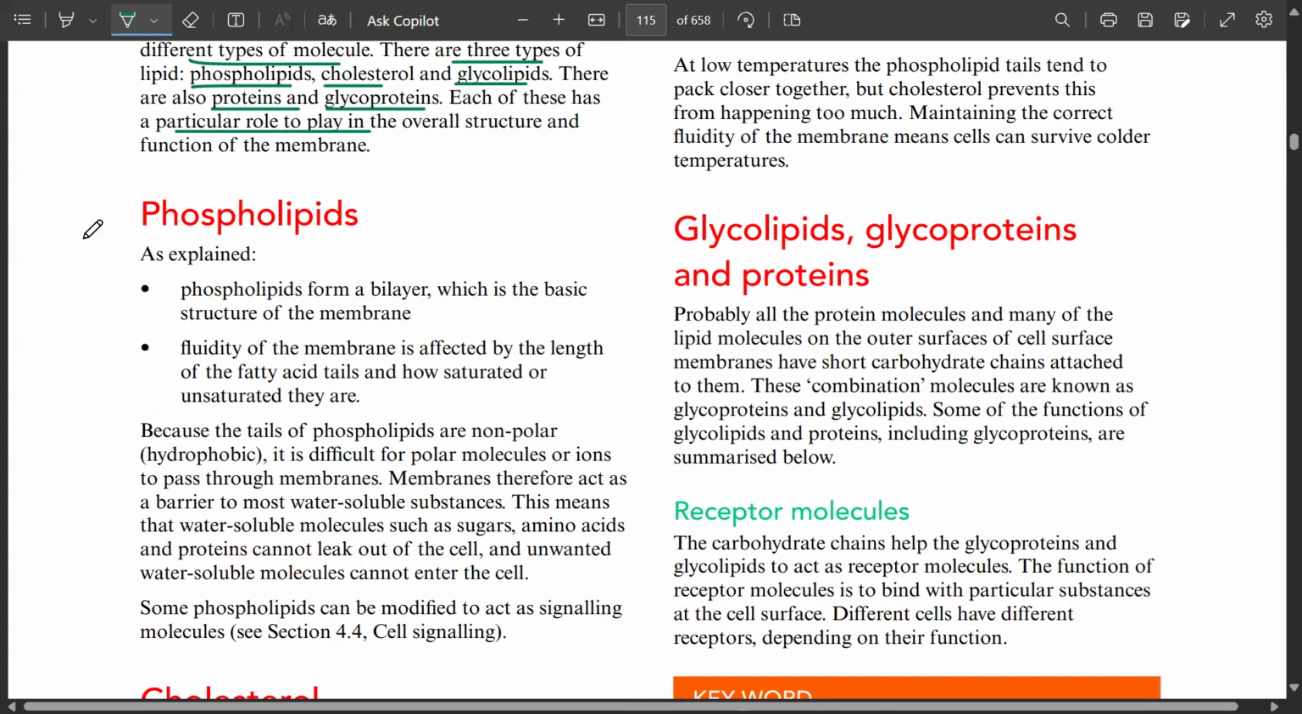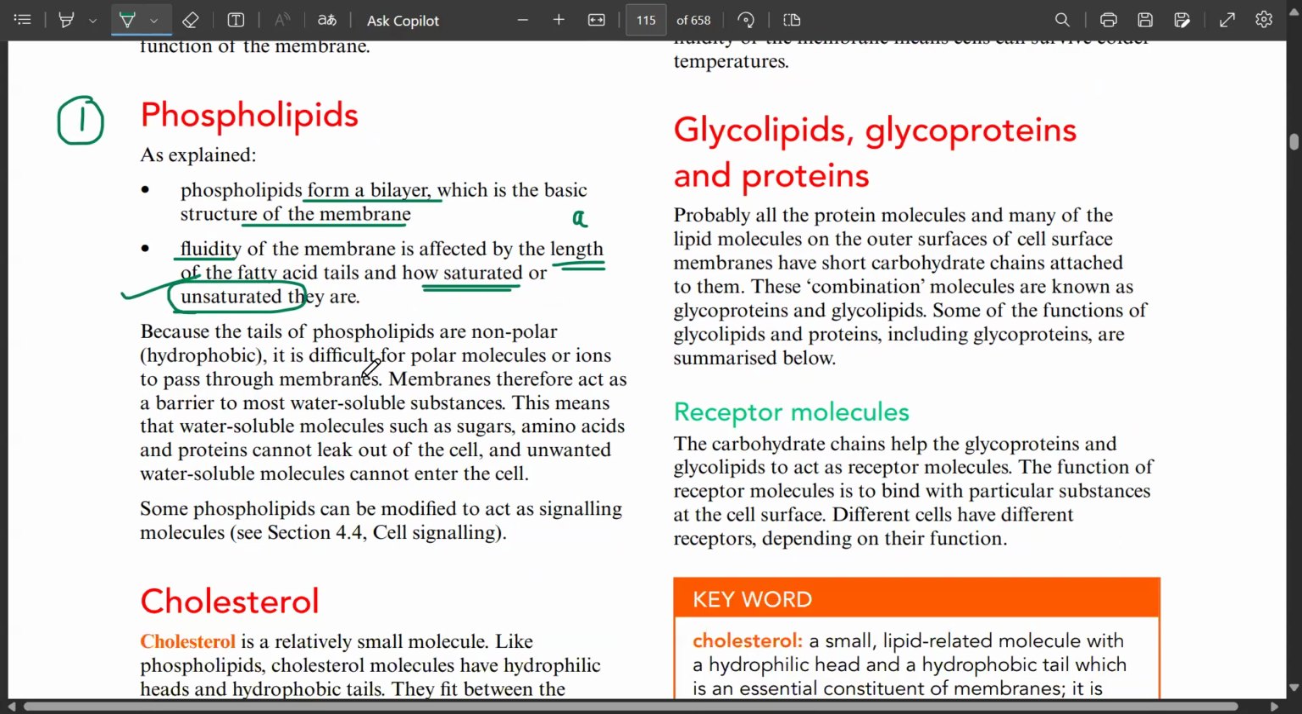Number one, we have phospholipids. As explained, they are the ones which form a bilayer, which is the basic structure of the membrane. And the fluidity of the membrane is also affected by the length of these fatty acid chains and how saturated or unsaturated they are. First of all, it depends on the length. And second of all, longer the length, lesser the fluidity. More the saturated, lesser the fluidity. But more the unsaturated the bonds are, more would be the fluidity.